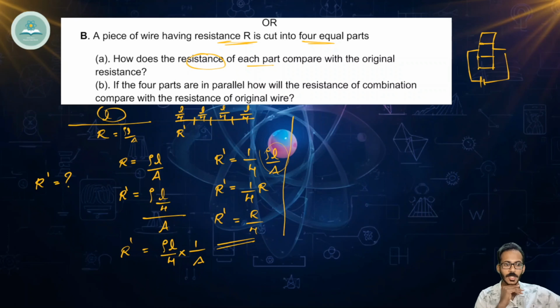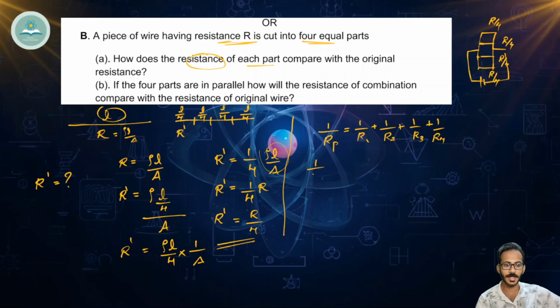So now let me consider each part like a small resistor, each one having the resistance that we got here, that is R by 4. This one's resistance is R by 4, this one is R by 4, again R by 4, again R by 4. So 4 resistors of R by 4 are connected in parallel. We know the equation for parallel connection: 1 by Rp is equal to 1 by R1 plus 1 by R2 plus 1 by R3 plus 1 by R4. Here we have 4 resistors, so we write this much.